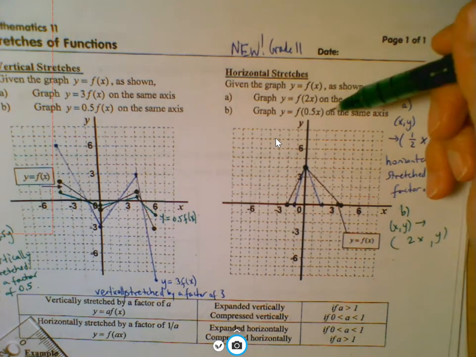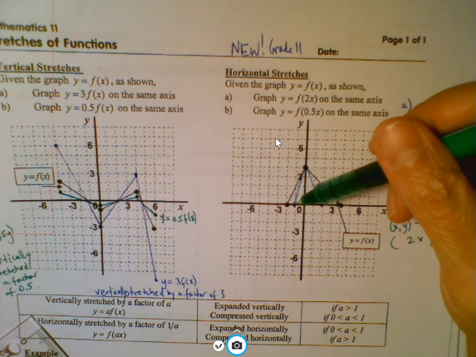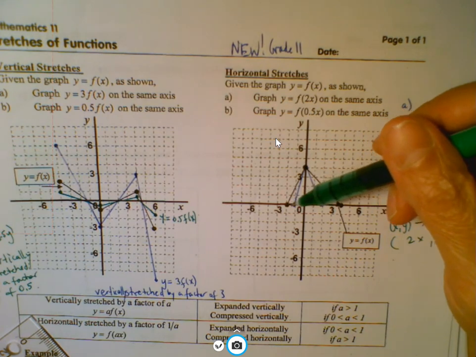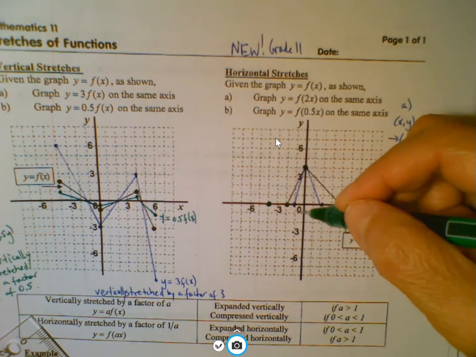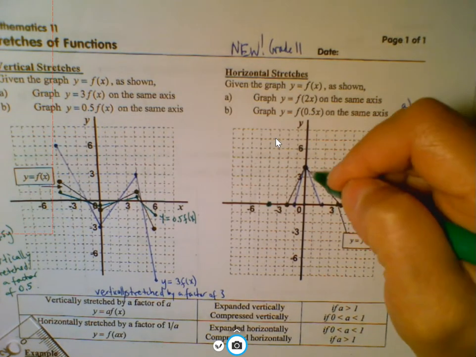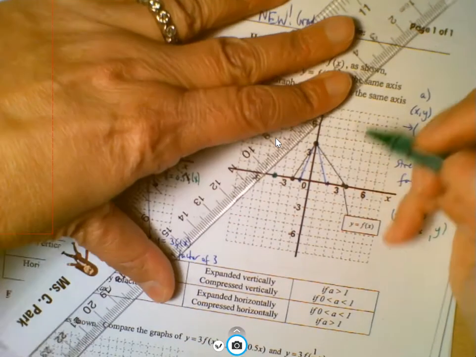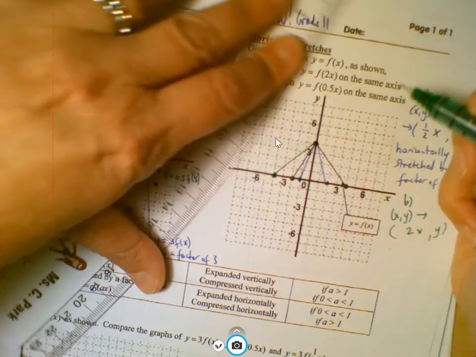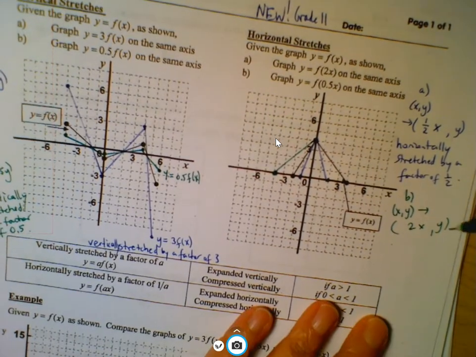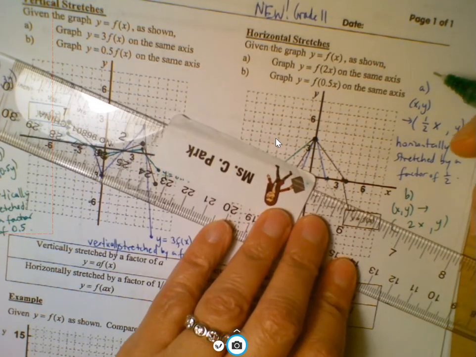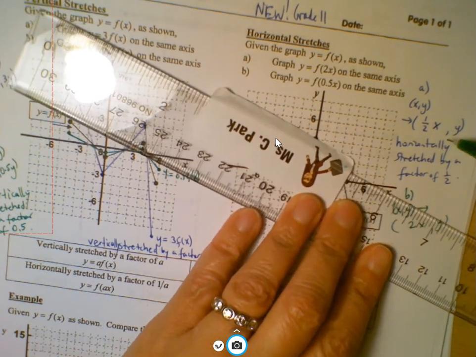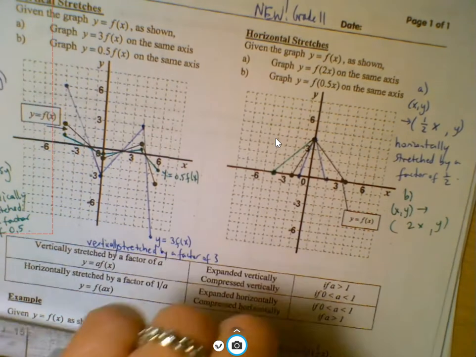All right, so let me show you the graph now. So -2, 0 becomes -4, 0. 0, 4 stays 0, 4. Let me connect the dots. All right, and 4, 0 becomes 8, 0.